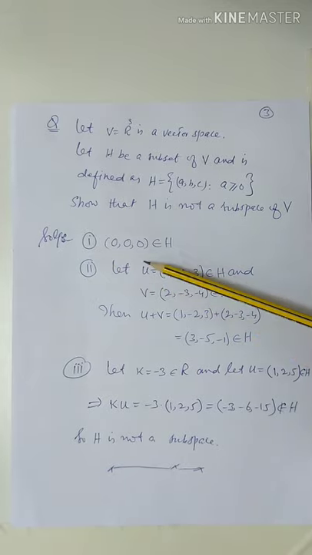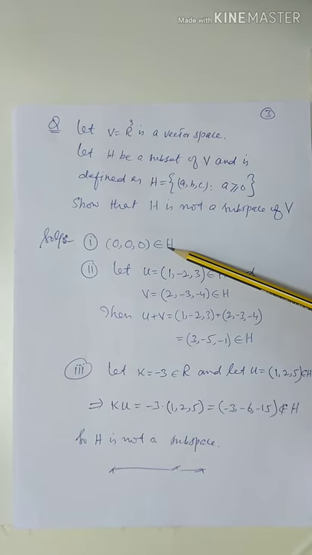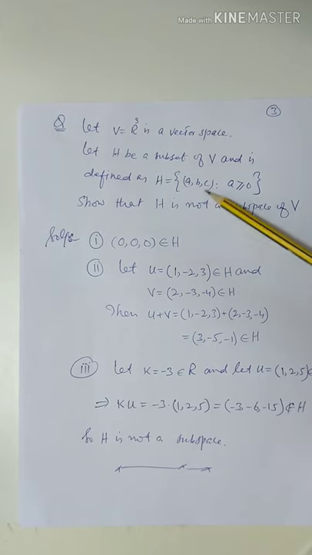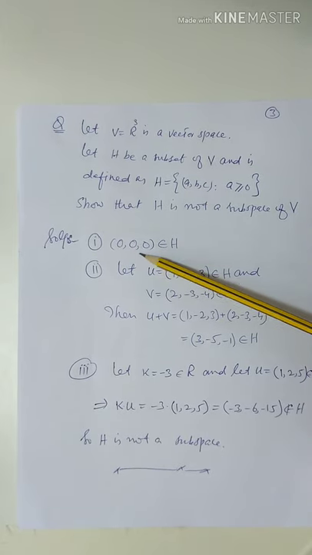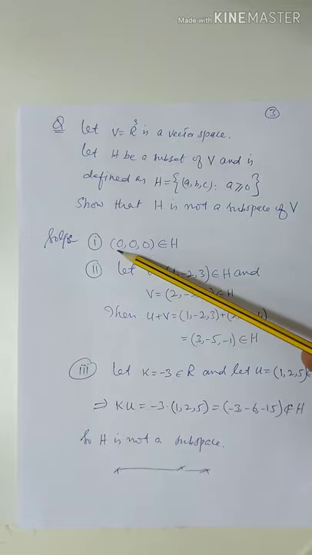Now the solution. Again, we will check first whether 0 is here or not. So 0 belongs to H. Why does 0 belong to H? Because 0 in R3 is 0, 0, 0. And what is the condition? You must check this condition. So the condition was A must be greater than or equal to 0. Now you can see here what is A, your first element.